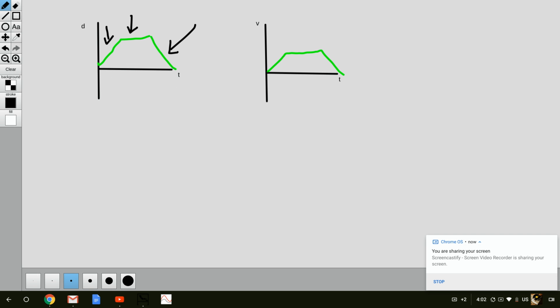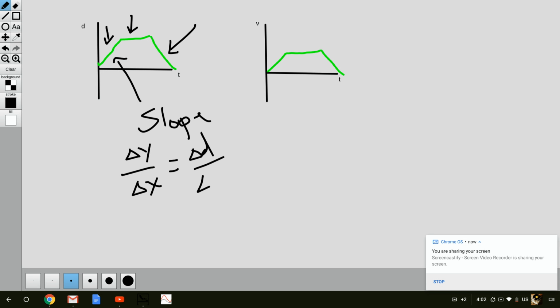Now, if I wanted to know the velocity at any given point, I could absolutely do that. All I would have to do is calculate the slope at any given point. The reason for this is the slope on this graph would be a change in y over a change in x. And on this graph, a change in y would be a displacement over the amount of time to change. Well, if you look at your equation sheet, that's a velocity. So a slope on a D versus T graph will give us a velocity.